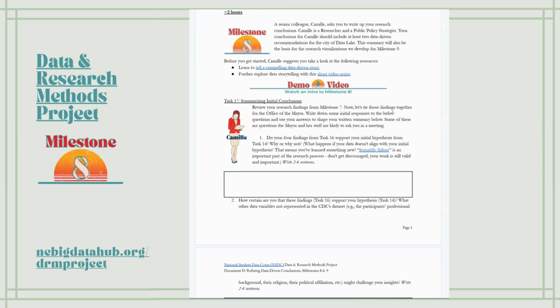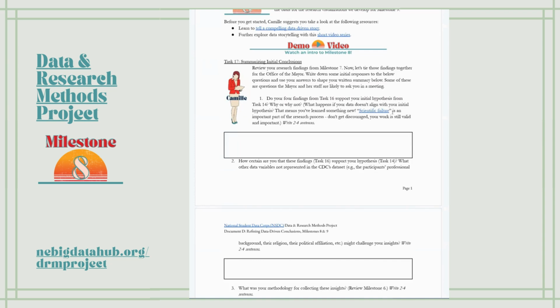Welcome back to Milestone 8. You should now be done reviewing the 2 resources that Camille shared with you previously about data storytelling. At this stage, we are ready to dive into task 17. What you want to do first is go back and review your research findings from Milestone 7. We're now going to tie together all of those findings for the Office of the Mayor. Begin by writing down some initial responses to the below questions and use your answers to shape your written summary. So this is all going to build up into the written summary that we draft below.